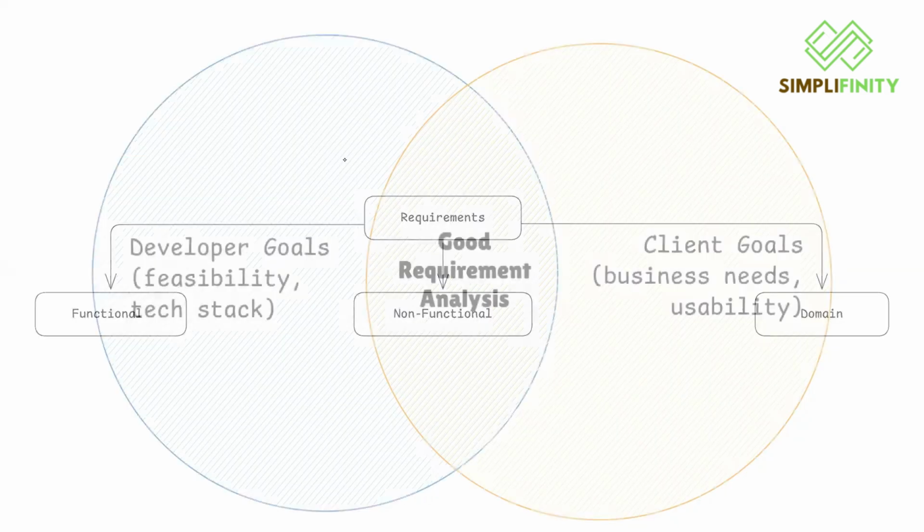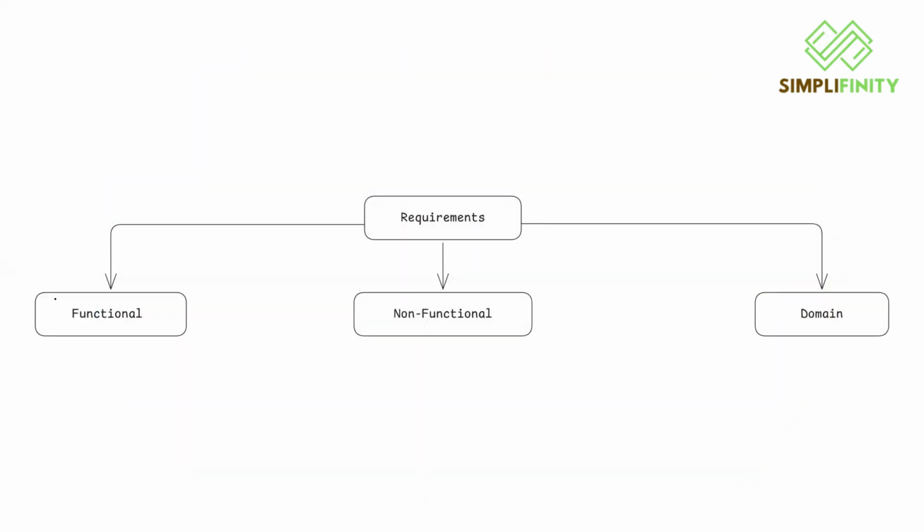Now, requirements are of three types. One is functional, one is non-functional, and one is domain. So we'll be talking about them in detail in the next video, so stay tuned.